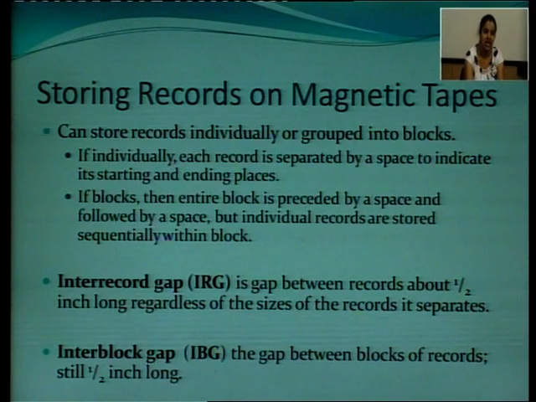The one is IRG and the other is IBG. IRG stands for inter-record gap. Inter-record gap is a gap between records about ½ inch long, regardless of the sizes of the records; it separates them. So inter-block gap is the gap between the blocks of records, still ½ inch long.